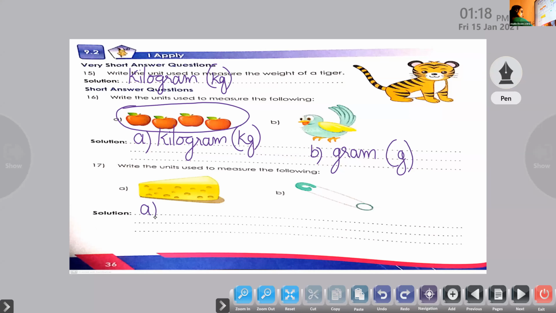Next one. I think it is a cheese. The weight of a cheese. Ayush. Question number 17, A. Gram. Yes, good. The weight of a piece of cheese. Gram. Write G-R-A-M, gram, and write g in the bracket. Good, Ayush. Now B.